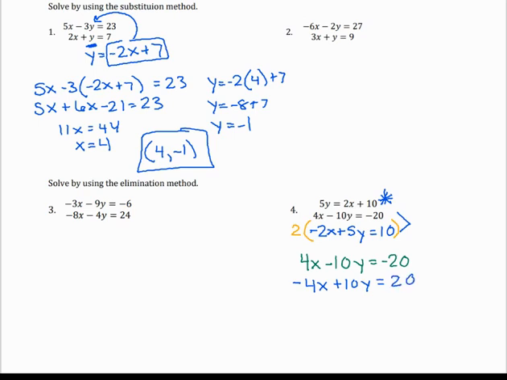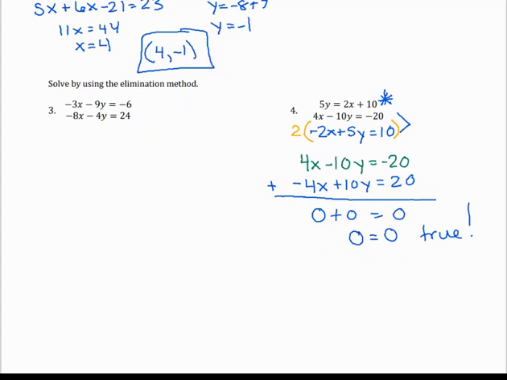Now I have a pair of opposites. The x's are opposites, so I'll add those together and we'll try to eliminate. So our x's cancel, gone. Y's, in this case, they're gone. And our constants are also gone. So in this problem, this is a special case. I get 0 equals 0. Is that a true statement? Yes, it is. So if I have a true statement, what that means is that I'll have infinitely many solutions.